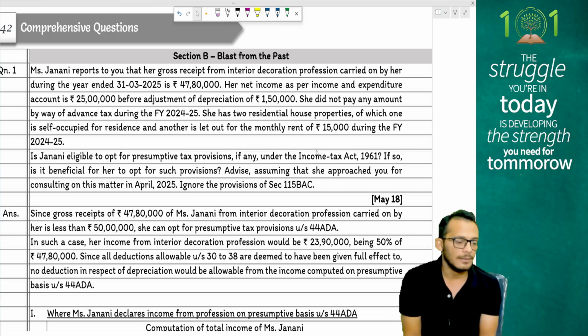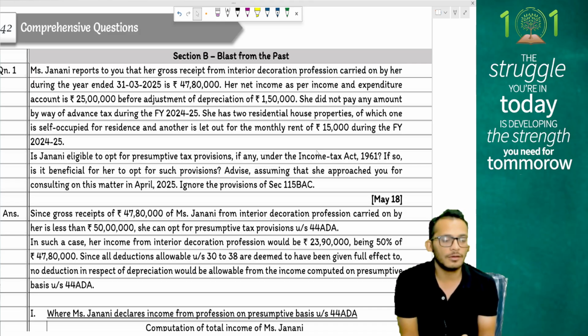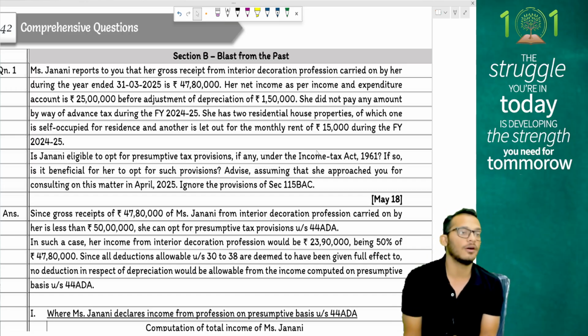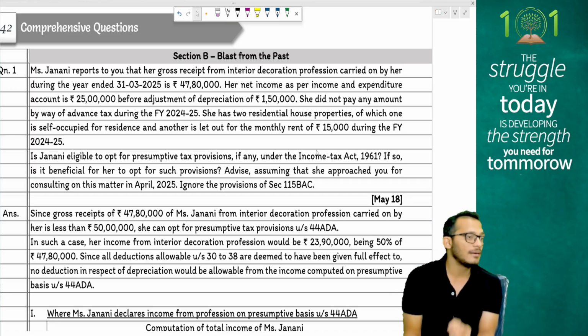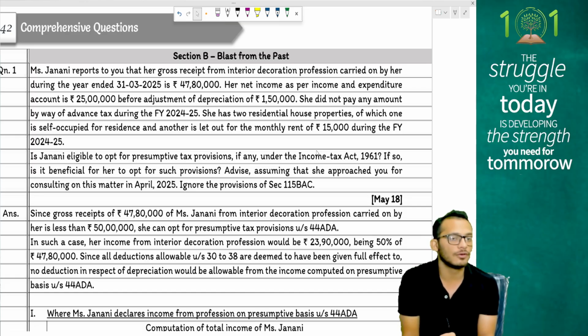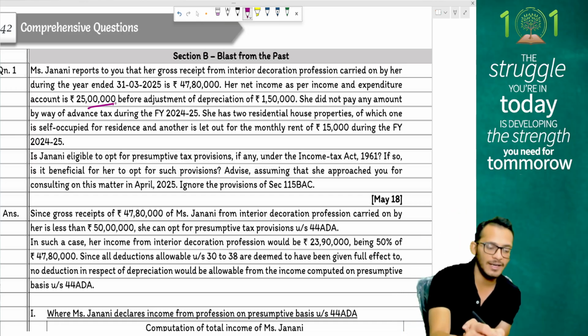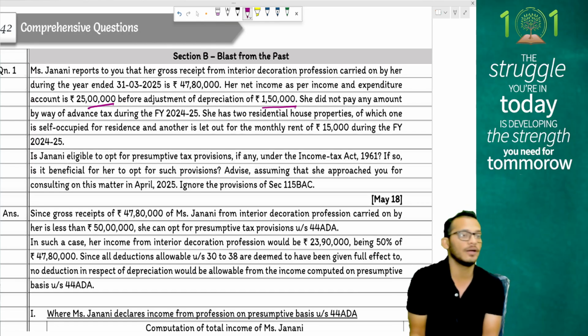Question number one says, Mrs. Janani reports to you her gross receipts from interior decoration profession, which is carried on by her, for the year ended 31st March 25, of 47,80,000. I am an interior decorator, a professional with gross receipts of 47,80,000, indirectly showing presumptive taxation. Her net income as per income and expenditure account is 25 lakhs before adjustment of depreciation of 1.5 lakhs. So without claiming depreciation, I have a net profit reported of 25 lakhs.